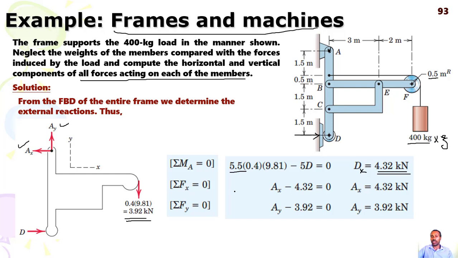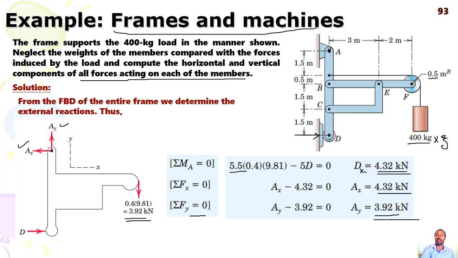Then summation of force in X equal to 0. Then you have AX minus DX. Clear? AX minus DX equal to 0. Then AX will be calculated. Summation of force in Y equal to 0. Then AY minus this weight equal to 0. Then AY will be known.